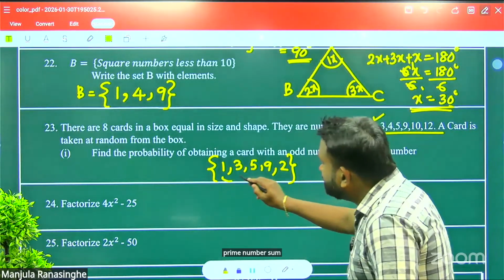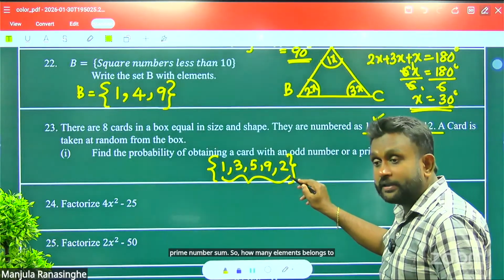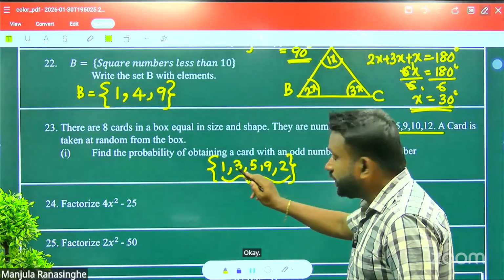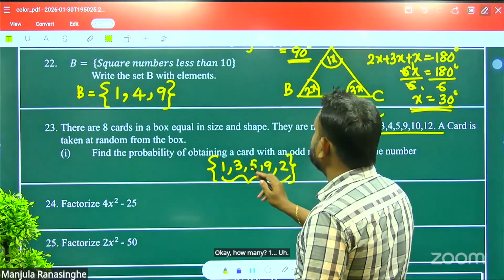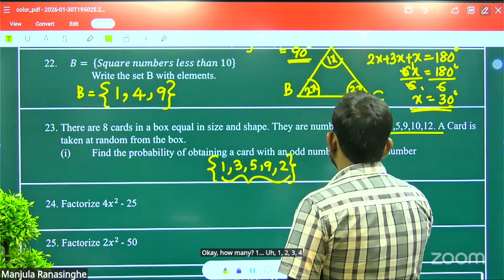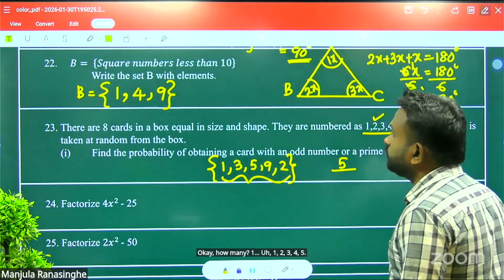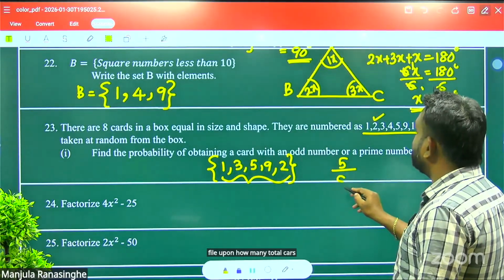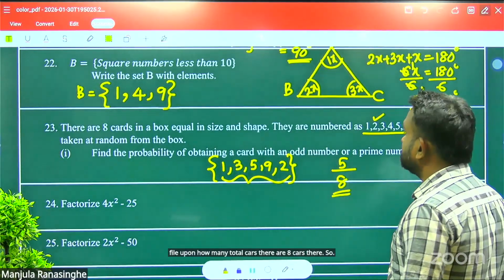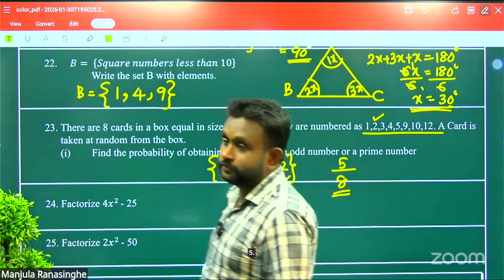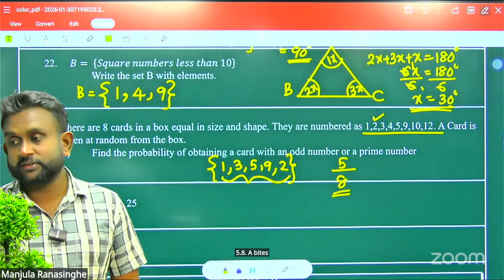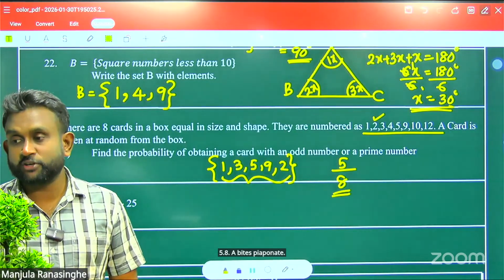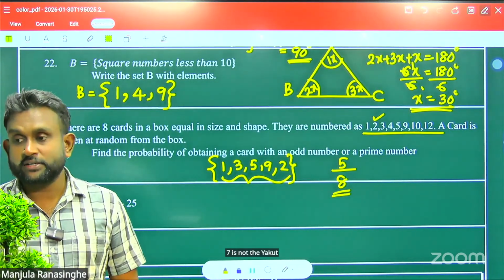So how many elements belong to odd or prime? 1, 2, 3, 4, 5. 5 upon how many total cards are there? 8 cards. So the probability is 5 upon 8. Probability is 5 upon 8. 7 is not there, right? That's the issue.